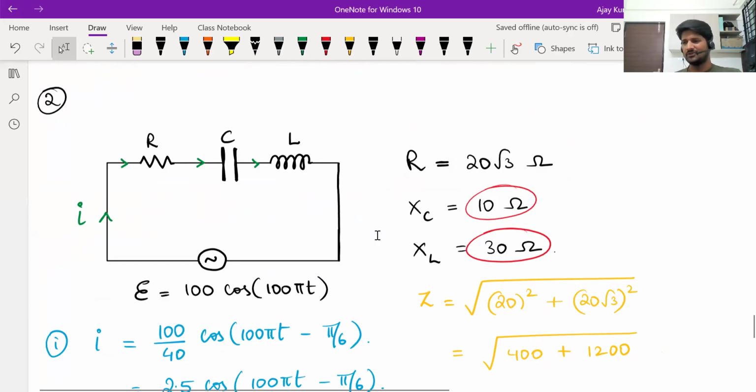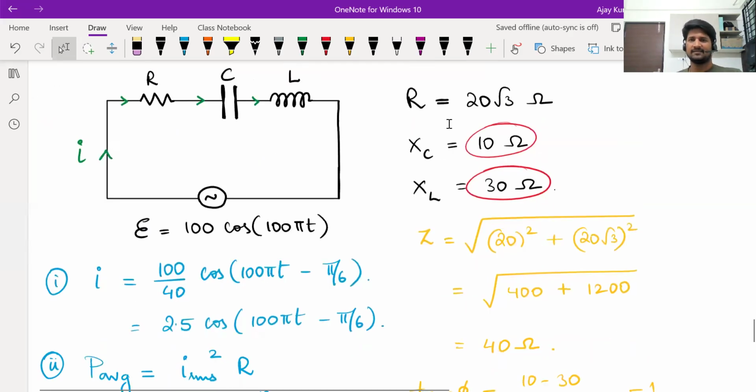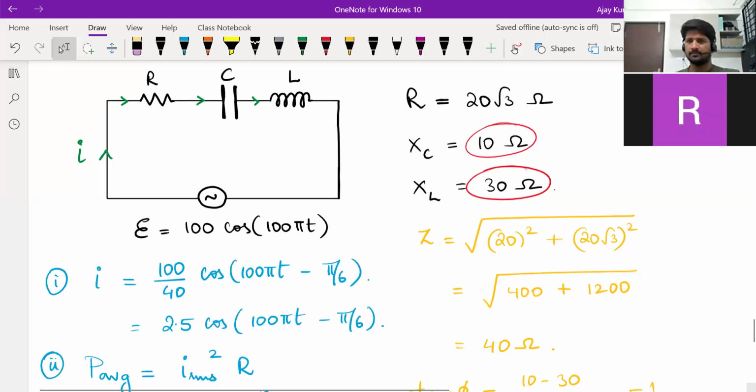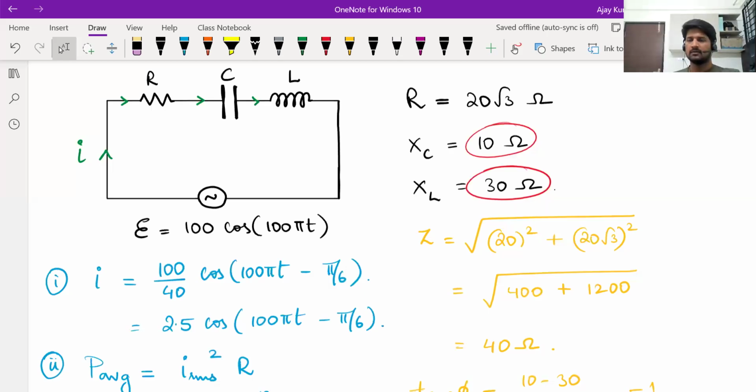Rishi, generally in circuits, where does electrical energy come from? It comes from the battery. Okay, just I don't know why it got disconnected. Are you able to see my screen? Yes, sir. Okay.